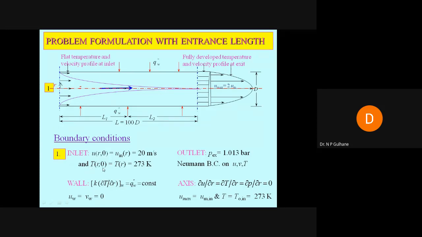Similarly, T(R, 0), we are putting the radial temperature profile. So the temperature varies only in the radial direction, and that temperature we have kept constant at 0 degree centigrade, that is 273 Kelvin. And the rest 3 conditions are exactly the same. There is no change, because once it starts flowing and the entrance length is formed and the flow is fully developed, there is no need to change my outlet boundary condition, wall boundary condition, axisymmetric boundary condition. Other than this one, everything remains the same. So this is the problem formulation with entrance length and without entrance length.